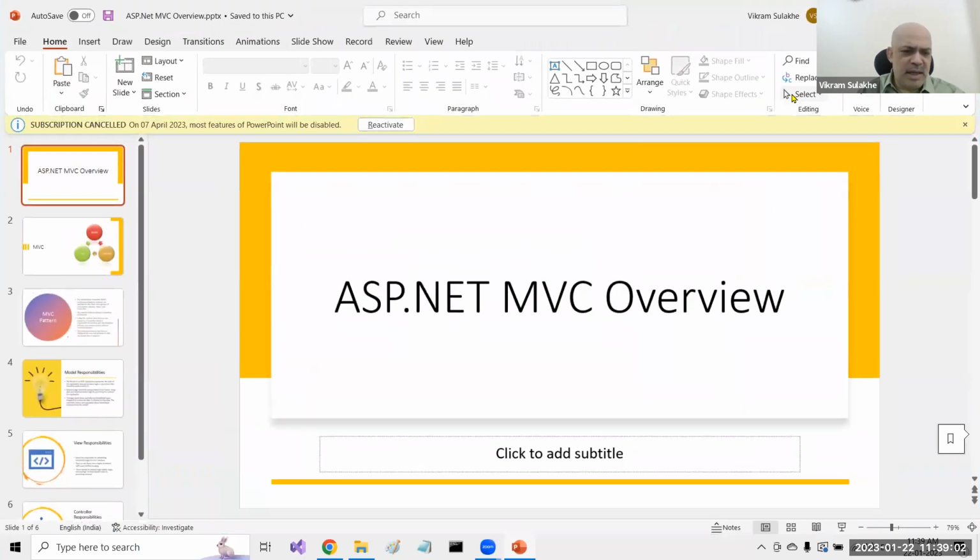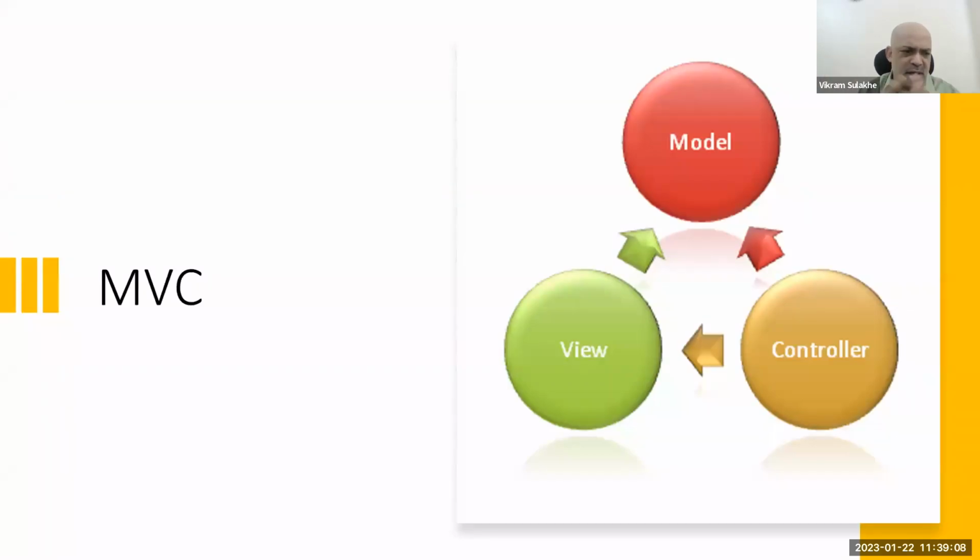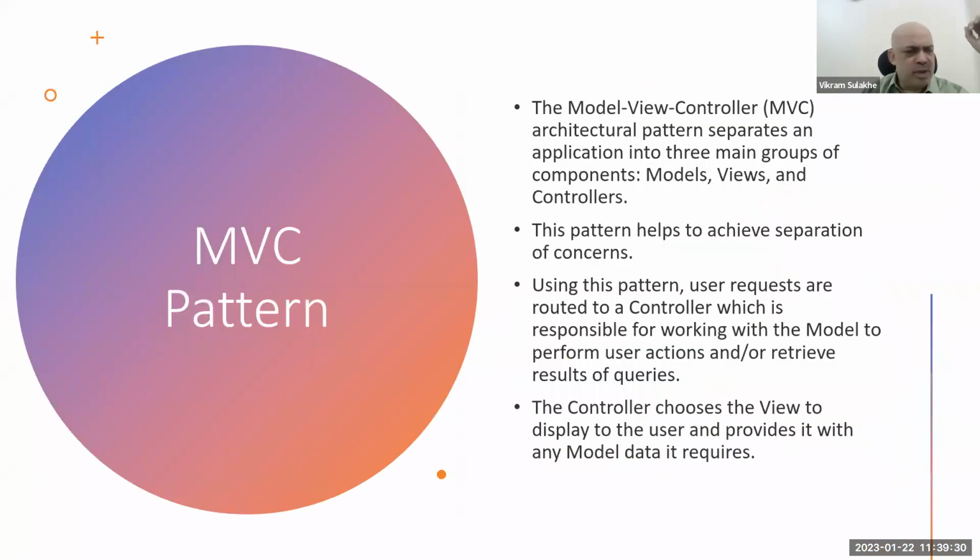Before we get into any code, we can quickly look at an overview of the ASP.NET MVC structure out here. First thing is, I believe you would have been introduced to the MVC concept of having a model, a view, and a controller, and each one doing separate tasks. So in the MVC pattern, your application is broken up into three main parts. One is the model, one is the view, and one is the controller.